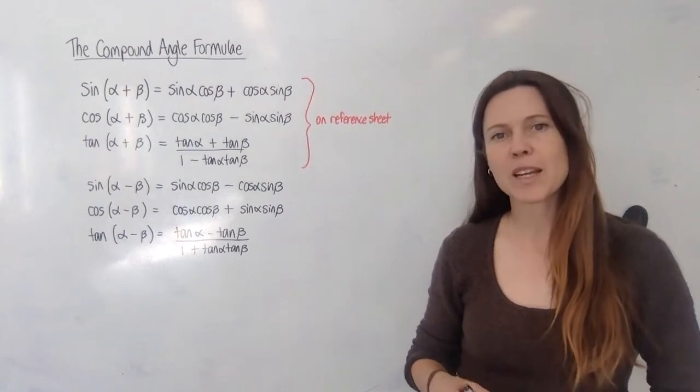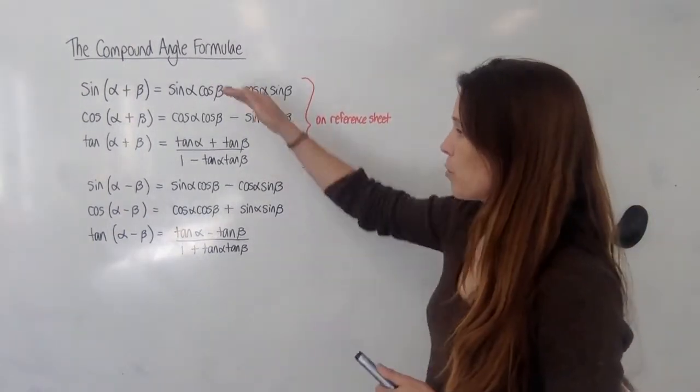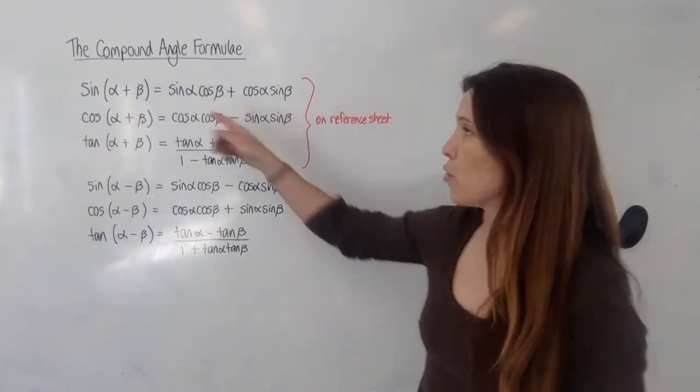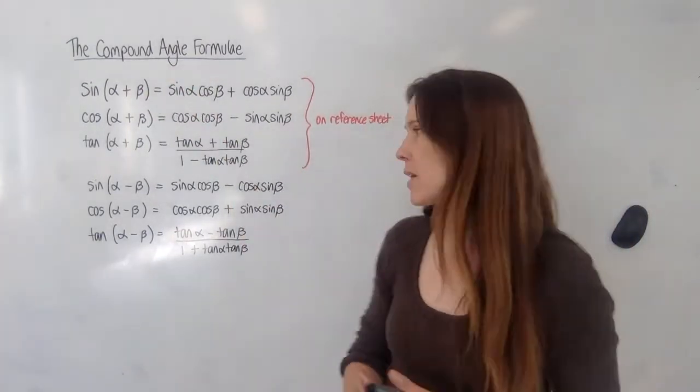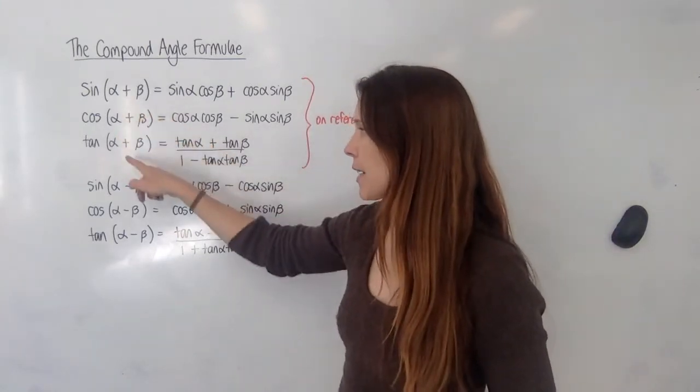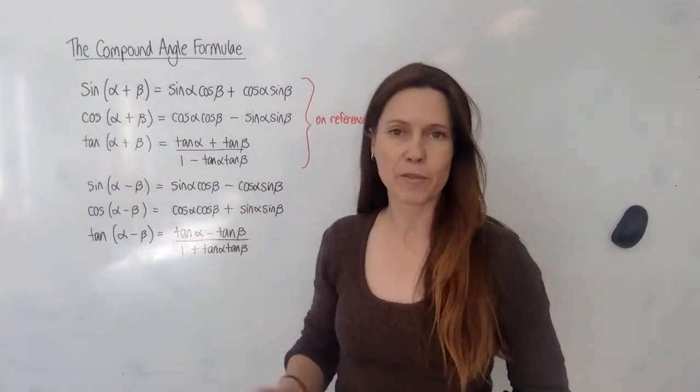In this lesson, we're looking at the 6 trigonometric formulas that you need to be able to not only use but also derive for compound angles. Now, as you can see here, a compound angle is just an angle that's made up of 2 parts. They might be added together or they might be subtracted one from the other.